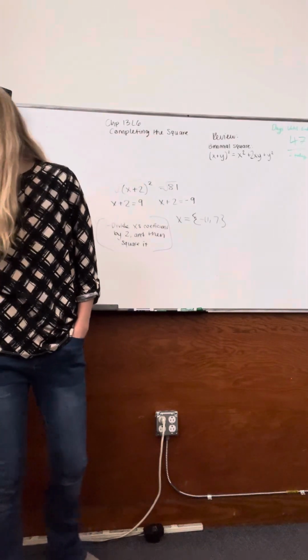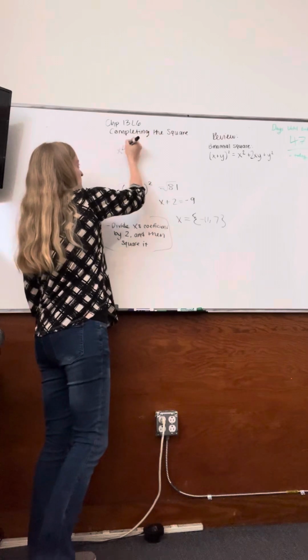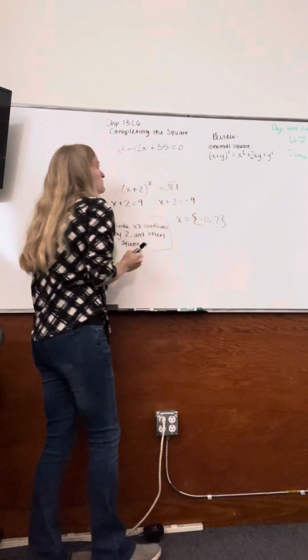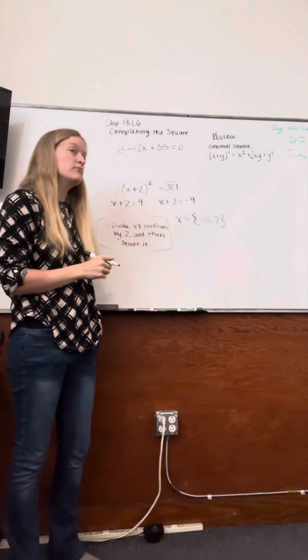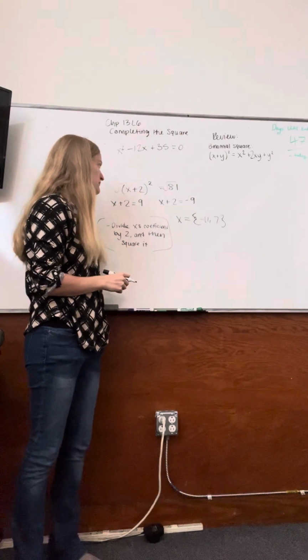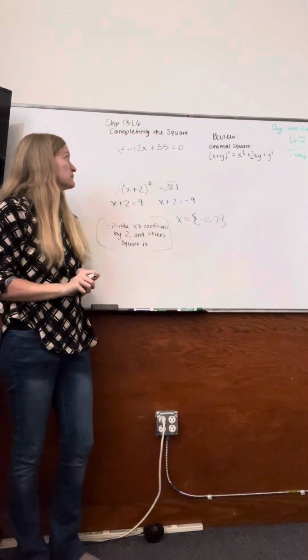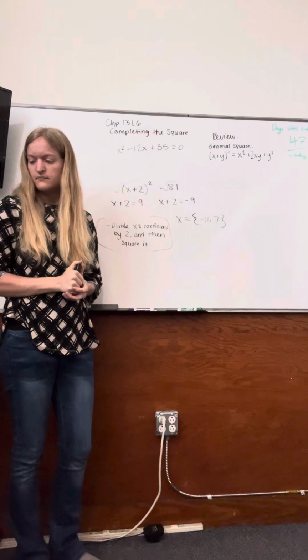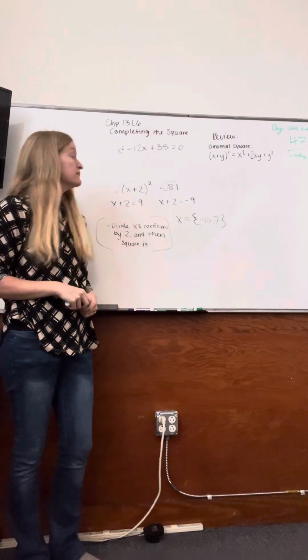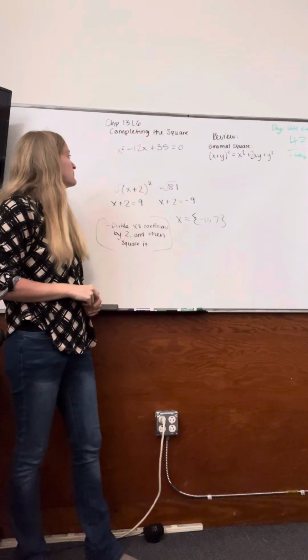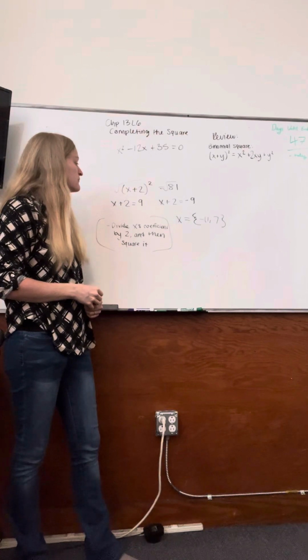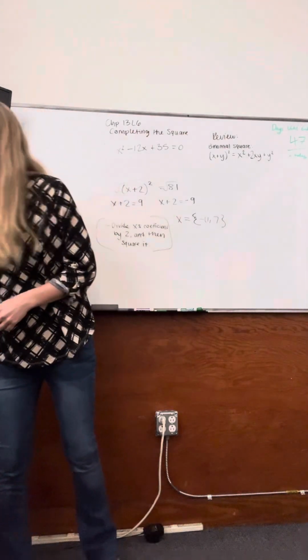X squared minus 12x plus 35 equals 0. Okay. Solve this problem by completing the square. I'll solve this on this board while y'all are working on it.